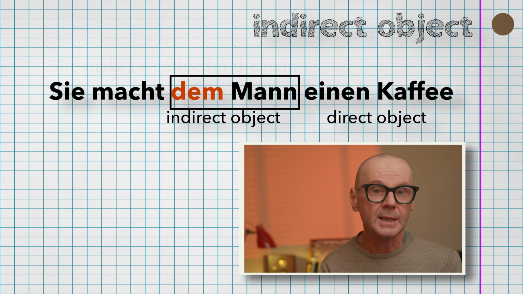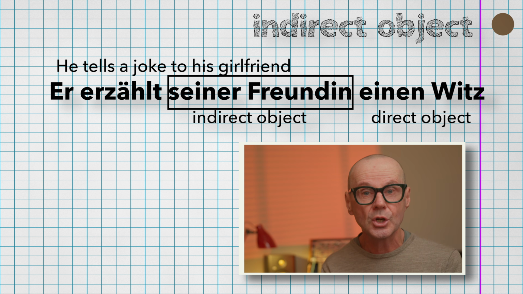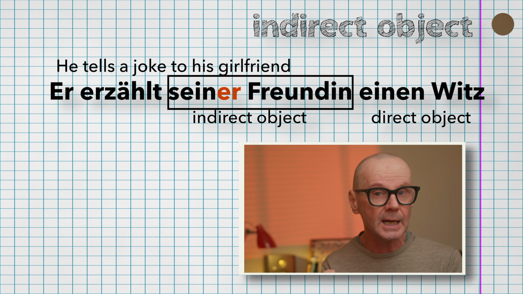Another example might be, erzählt seiner Freundin einen Witz. He's telling a joke, yes, but he's telling the joke to his girlfriend. So the girlfriend is the indirect object, and because she's feminine, we'll see there's that typical er ending, seiner Freundin.